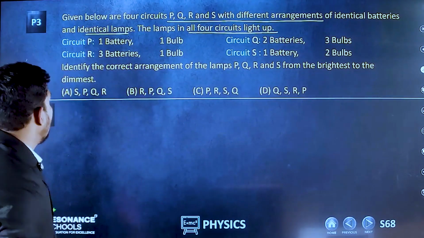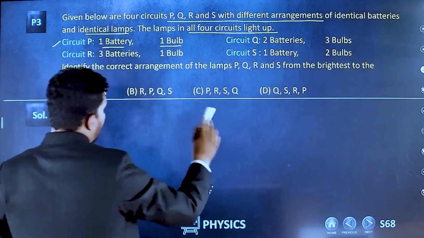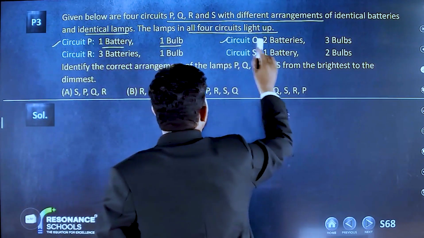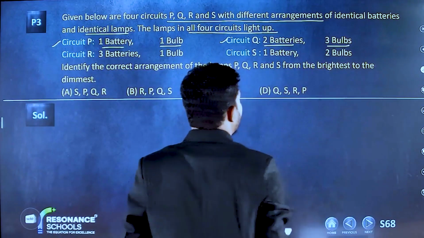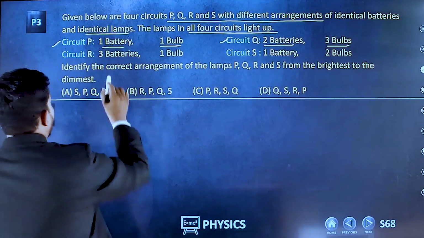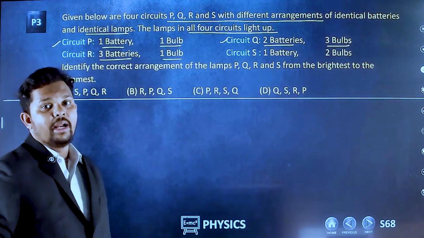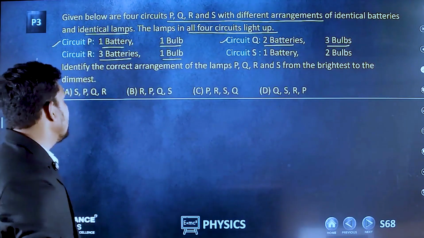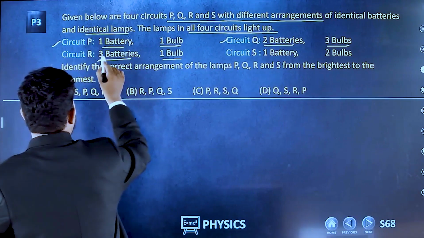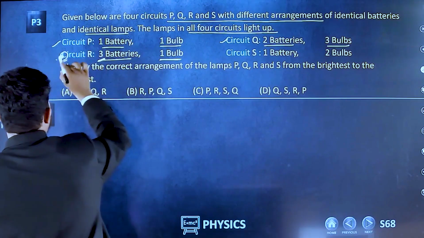Now circuit P has 1 battery and 1 bulb. No doubt it is going to glow at any cost. Circuit Q has 2 batteries and 3 bulbs. The brightness will be comparatively less. Next, 3 batteries and 1 bulb. Here will be the highest brightness, because we have 3 batteries and only 1 bulb. So I'll go for this case as the highest brightness.